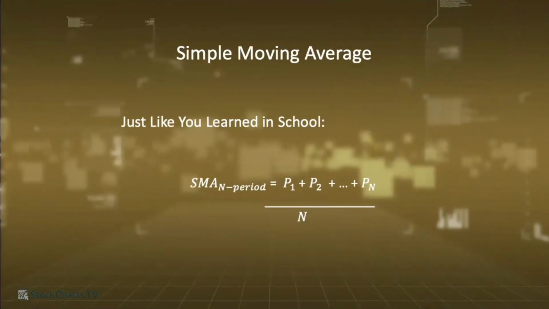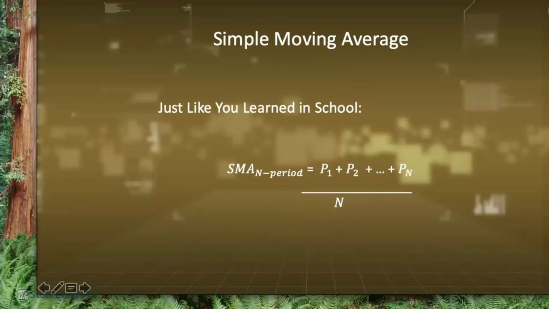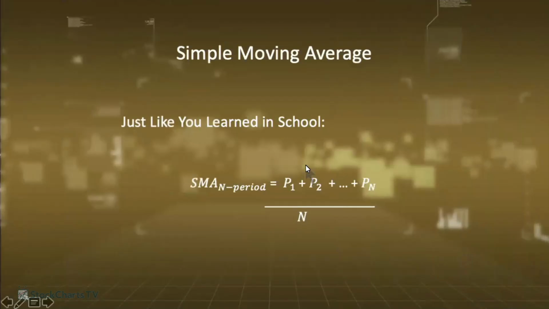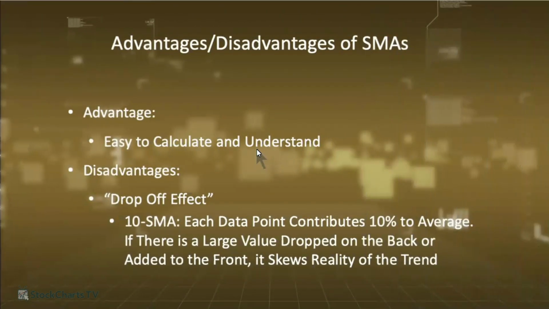So the simple moving average, just like I said, is pretty much how you learned it in school. You take your period of however many days, add up the components, and divide by the number of components. It's pretty straightforward. So there are some advantages. Mainly, it's just really easy to calculate and understand. It's part of the reason I use it on balance volume. It's very easy for me to calculate and understand day by day.